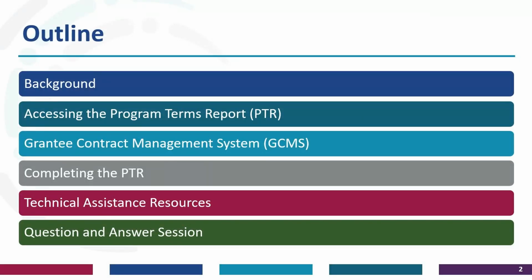So here's the outline for today's presentation. We're going to start off with a little background information, and then after that, we'll go through some step-by-step instructions on how to access the report. We'll briefly go over the Grantee Contract Management System, or GCMS, and then review how to complete various sections of the PTR. Finally, we'll close out the presentation by looking at some resources and then wrap up by answering any questions.